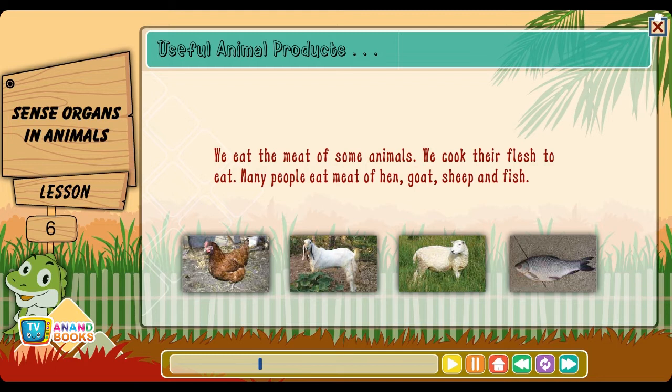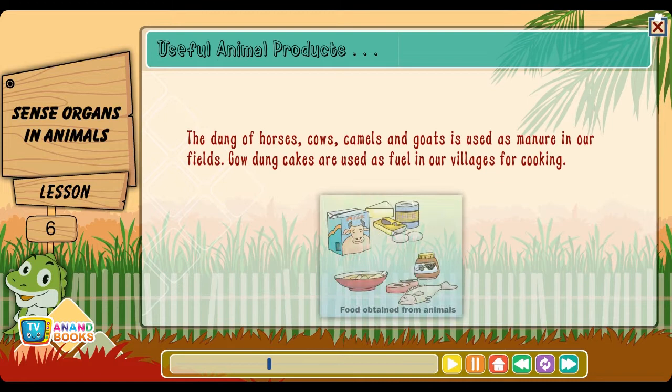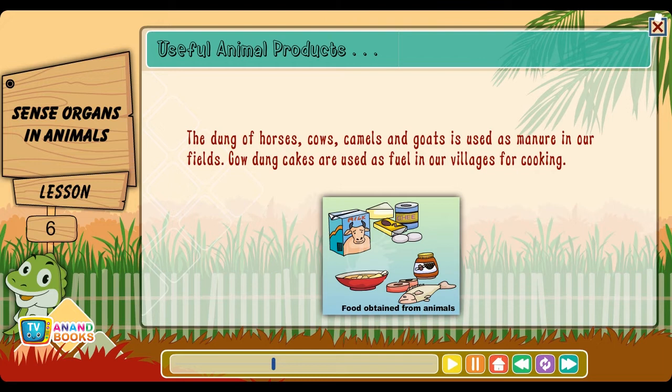We get honey from honeybees. We like to eat honey. It is good to take honey during cough and cold. The dung of horses, cows, camels and goats is used as manure in our fields. Cow dung cakes are used as fuel in our villages for cooking.